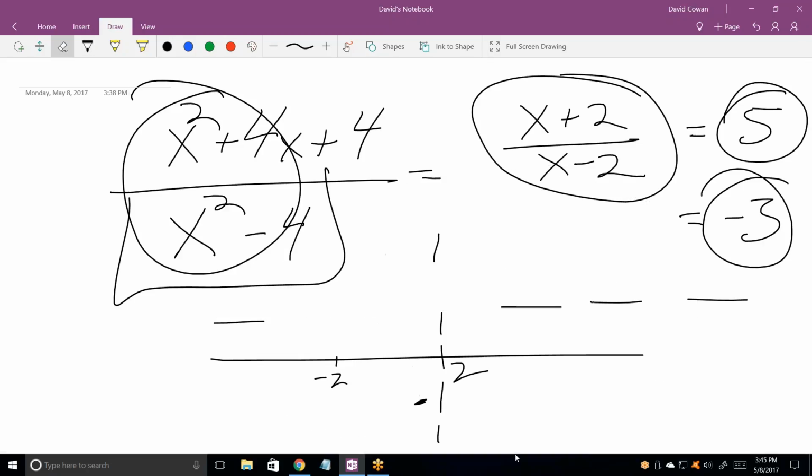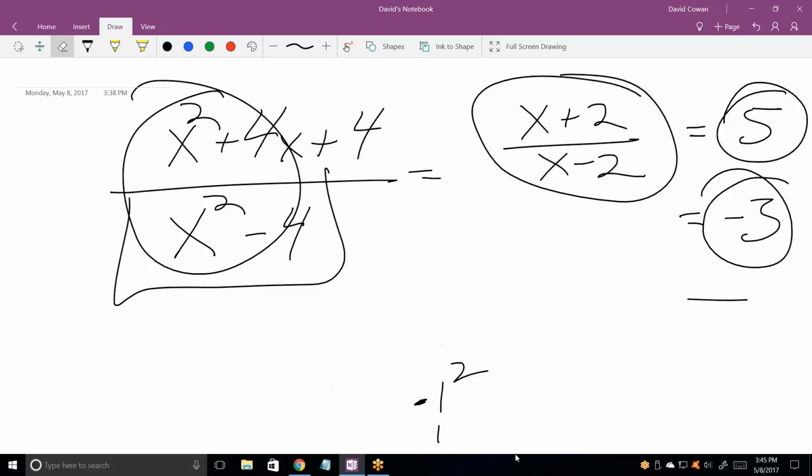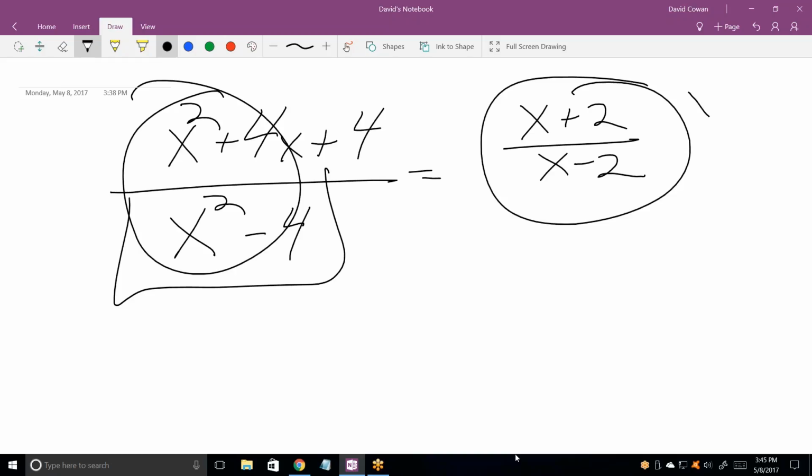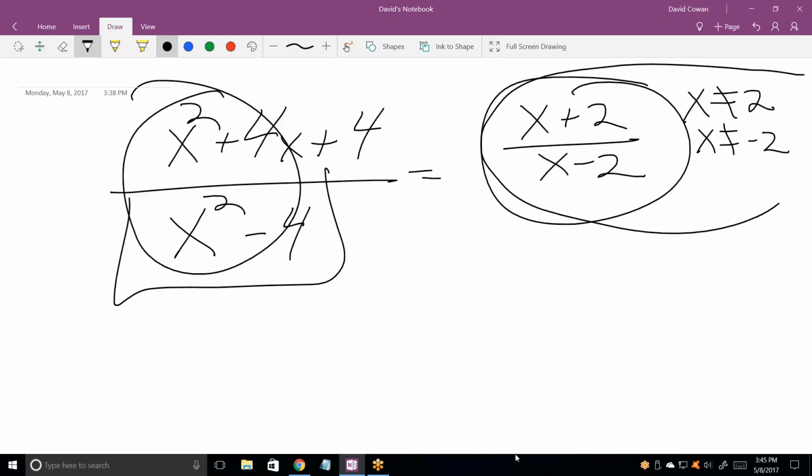In other words, it's true that this function reduces to that x plus 2 over x minus 2, but it does not change the fact that x cannot be equal. In other words, it's this function with the provision that x can never be equal to 2 or minus 2. So that's really the answer. It's not just x plus 2 over x minus 2. It's with these domain restrictions also.